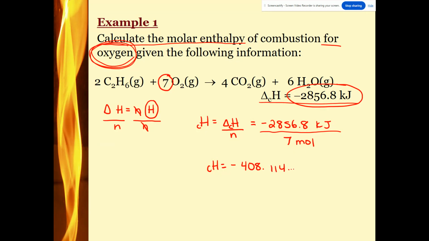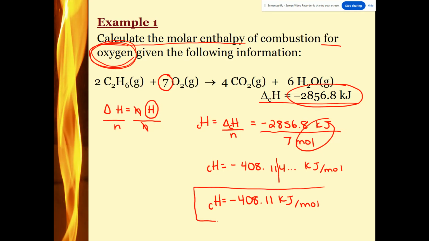1, 1, 4, and so on, and notice how my units are kilojoules per mole because I'm getting a molar enthalpy. So for sig digs, it looks like we're going to need to have 5 sig digs. So we're going to cut it off right there. The 4 again is not big enough to round anything up. So my molar enthalpy of combustion for oxygen is negative 408.11 kilojoules per mole. That is your final answer, the molar enthalpy for oxygen. You could look at the molar enthalpy for anything, but this is specific to the oxygen.